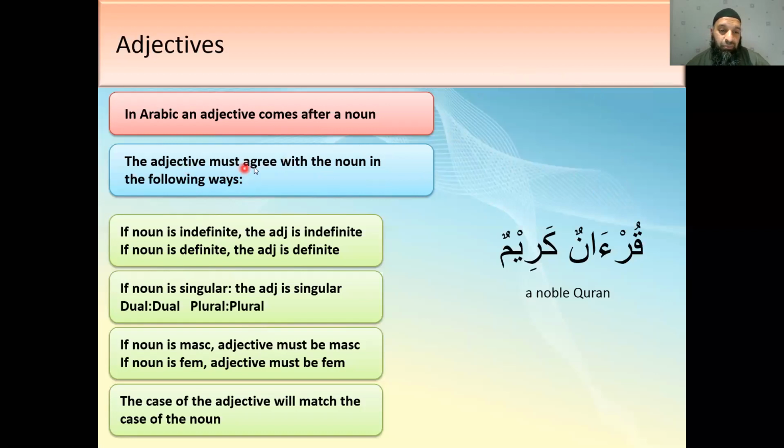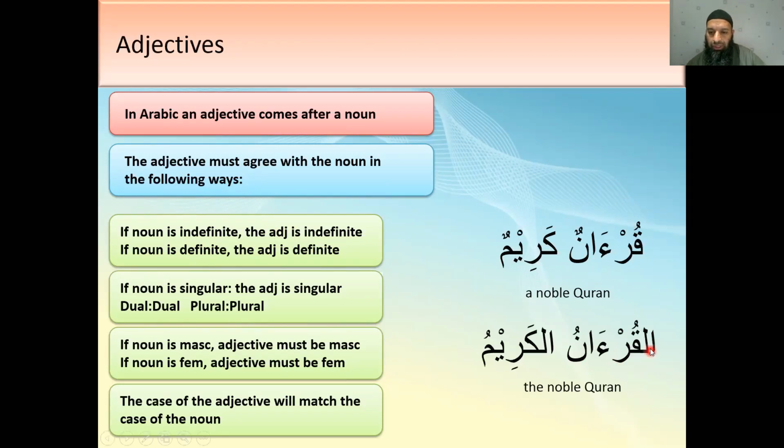Okay, so the adjective must agree with the noun in the following ways. This is just for information. We're not constructing sentences. It's already written in the Quran, but I want to show you some things that you can find in the Quran yourself, inshallah. If the noun is definite, then the adjective is definite. Look, there's no al there, so there's no al here. Let me just see if we've got another example. This here, al is mentioned here, so its adjective also has al.